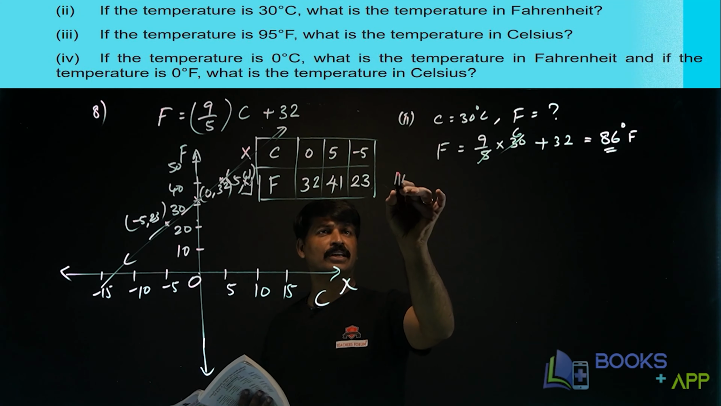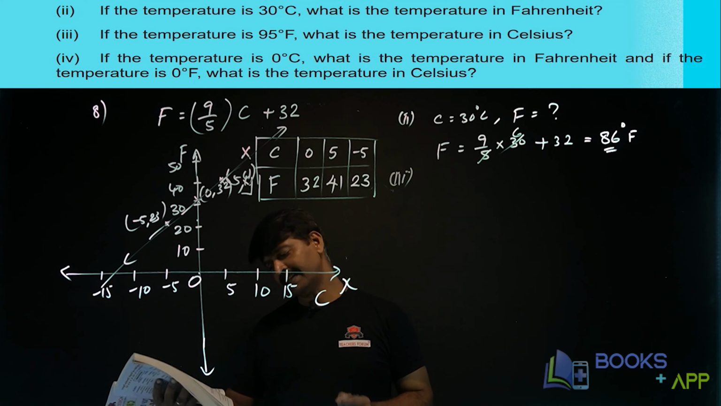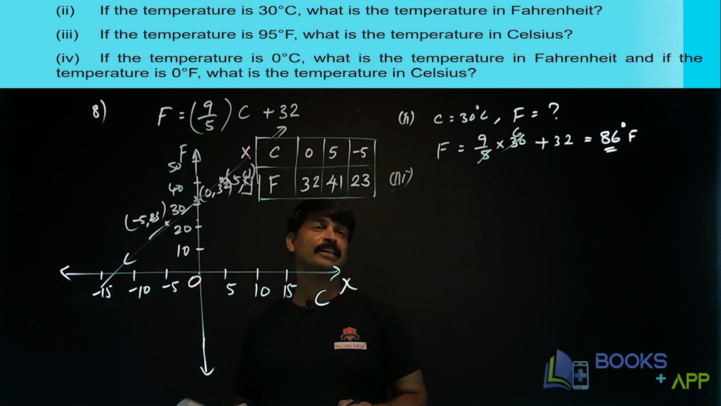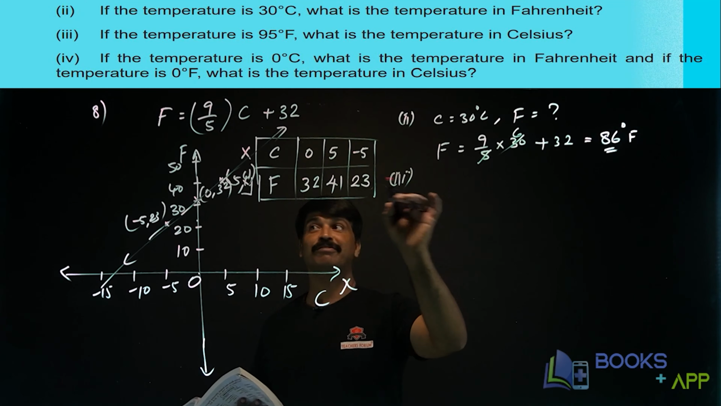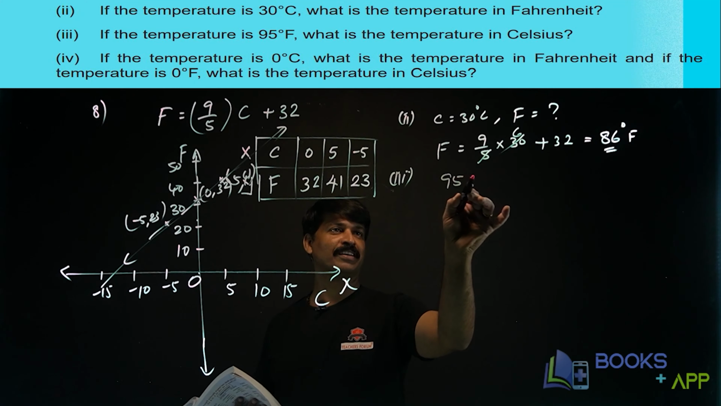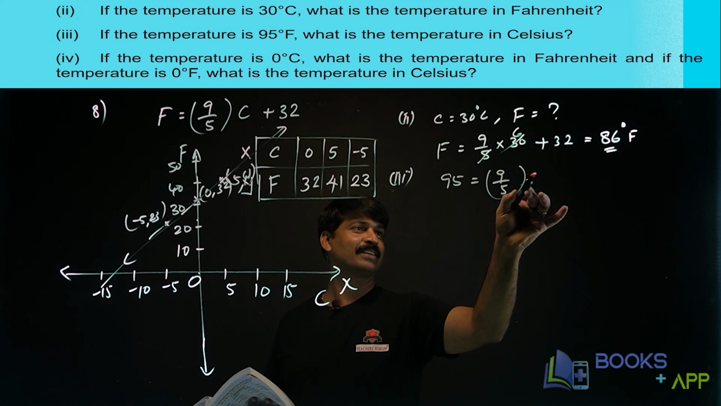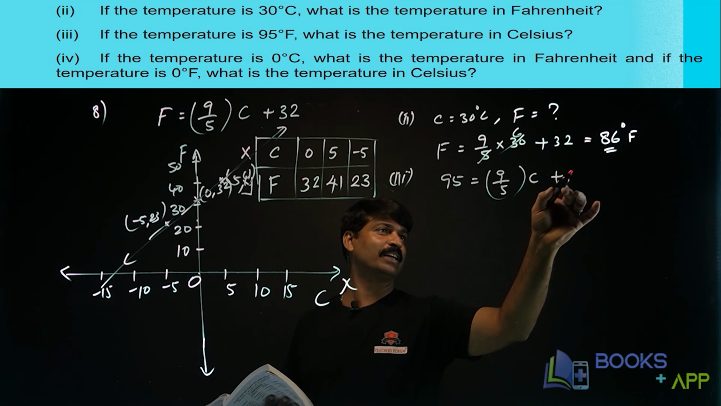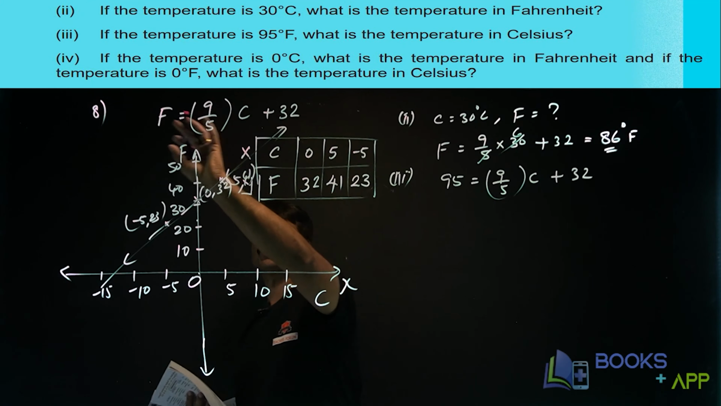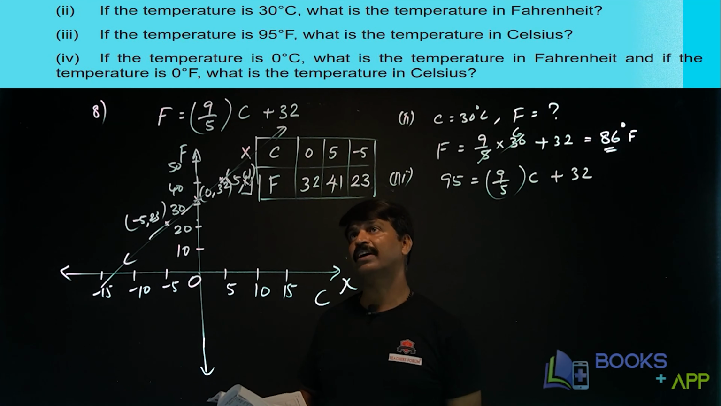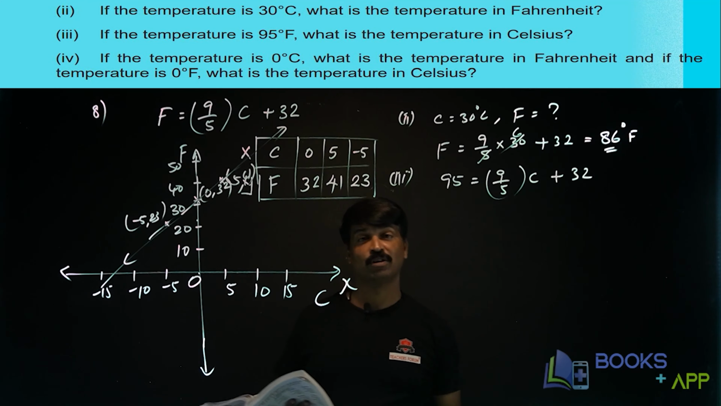Now let us read the third one. If the temperature is 95 degrees Fahrenheit, here you are given the Fahrenheit value, you are given 95. So what do you have to find out? You have to find out the corresponding C value. So in the equation, instead of F, we substituted 95, and you have to find out the value of C.